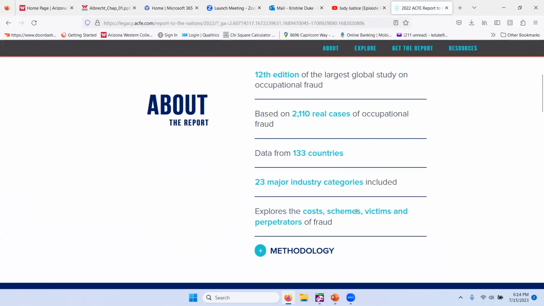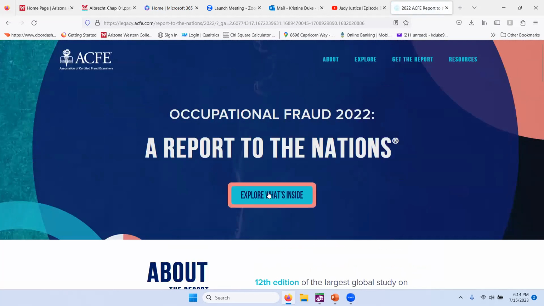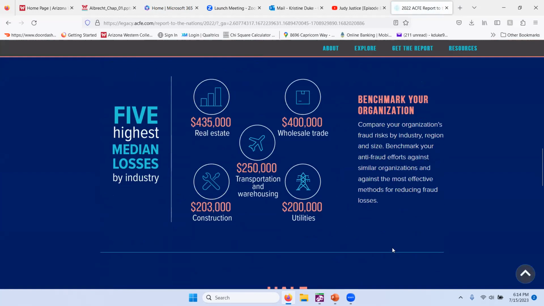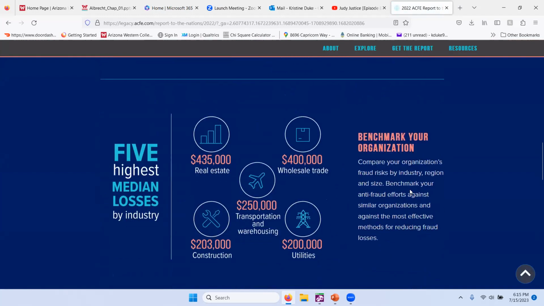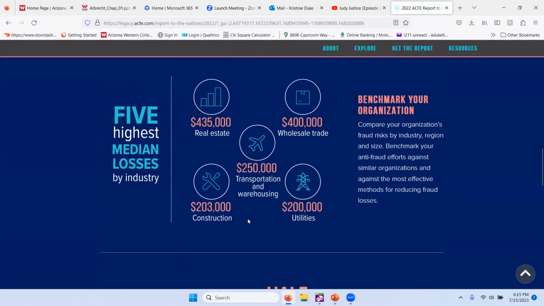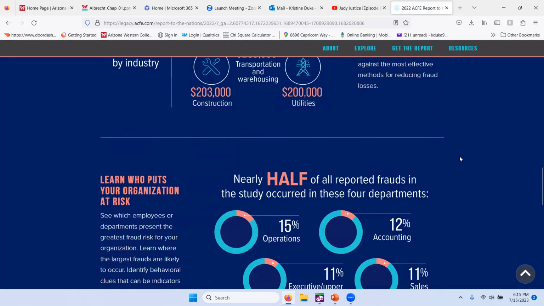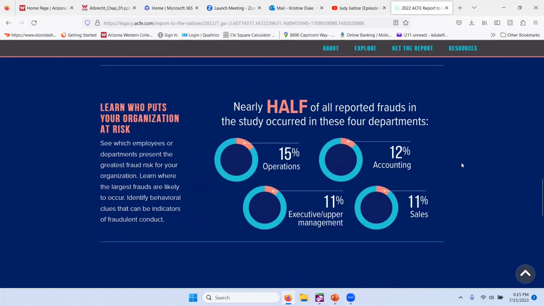Okay, so this is the one that talks about that report I mentioned. Here are some of the benchmarks. A typical fraud case lasts 12 months before detection, with a median loss of $117,000. When you're looking at financial statement fraud, you're looking at millions. You can see which industries have the largest amount of fraud losses. Interesting, transportation and warehousing. That's probably asset theft, meaning people stealing your inventory.